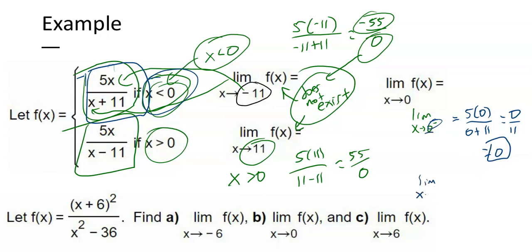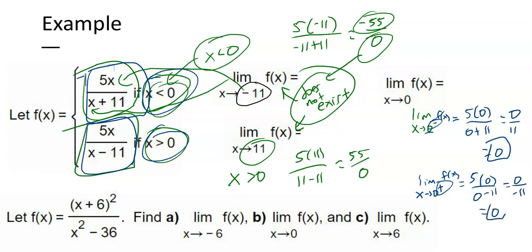Let's check the right-hand limit, right? Because in this case, it's positive. We want to use this one because it satisfies this condition. We're going to plug in 0 to this equation, right? So we'll get 5. So this limit, I'm leaving out the f of x part here. I'm being lazy. 5, f of x. It's going to be 5 times 0 over 0 minus 11, but same thing. It's going to be 0 divided by negative 11. That's still 0. So the right-hand limit is also 0.